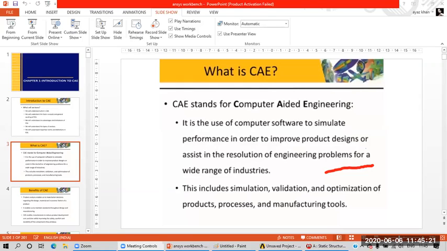I am asking a question related to CAE. Nobody has answered. Any information, any idea you want to give me? Sir, CAE optimizes our time. Yes, it optimizes our time. Good. Anything else? Anyone else? Get involved, guys. Tell me something. What is in your mind?